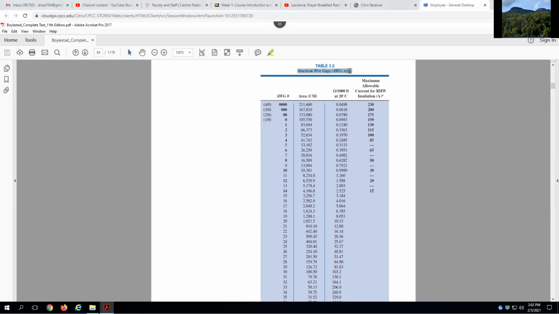So when we're looking at this, this is AWG, American wire gauge. This is the same table that's in the 13th edition, on page 73. As you can see over here, here are the AWG numbers. The first thing I want you to notice is the smaller the number, the larger the wire. The smaller the number, the larger the wire.